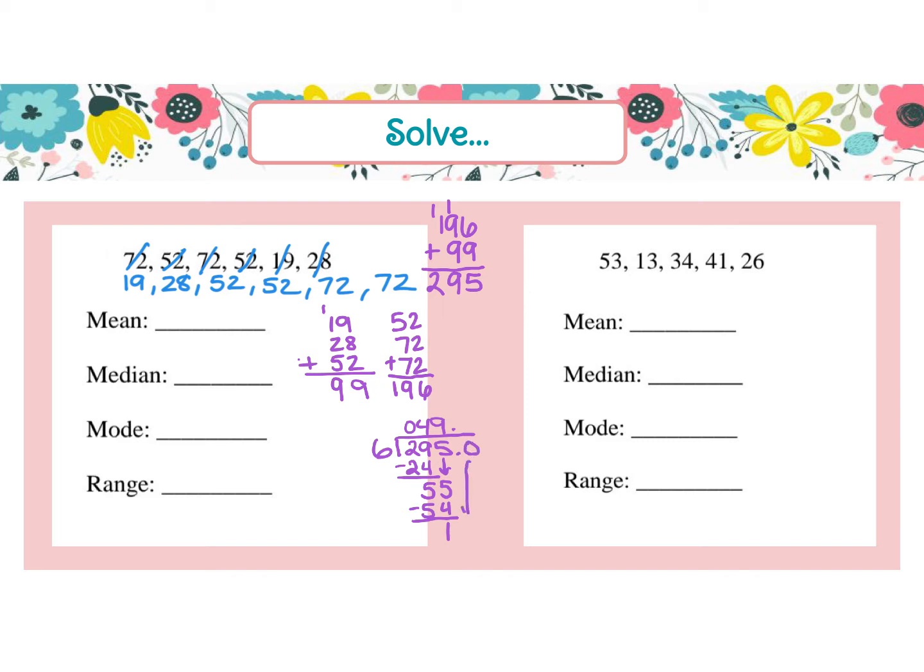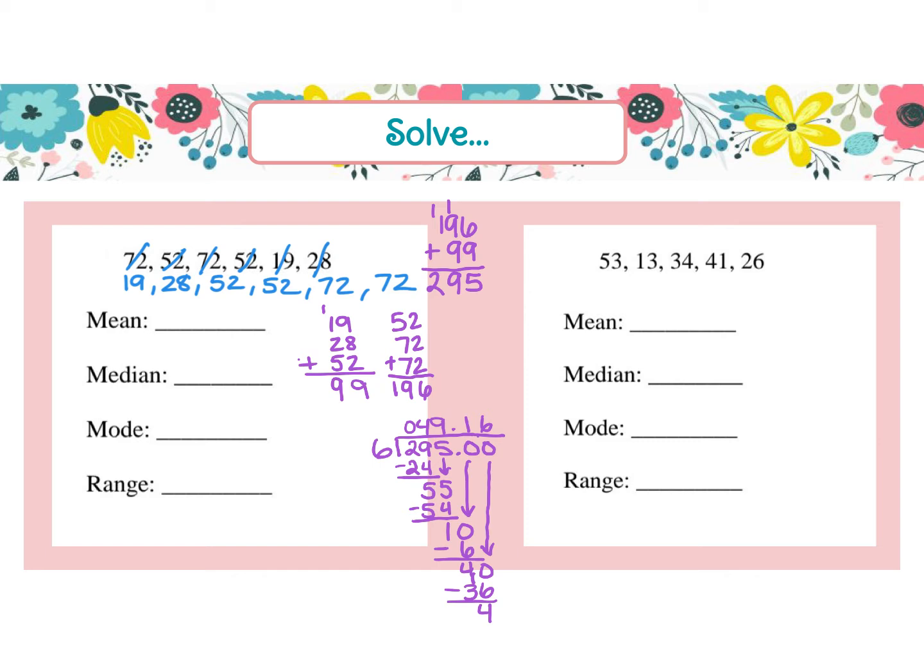We can bring down our 0, and 6 can go into 10 1 time. 6 times 1 is 6, and we get a remainder of 4. We can add another 0 and bring it down. 6 can go into 40 6 times. 6 times 6 is 36, and we get a remainder of 4. Since we will be rounding to the nearest tenth, we don't have to keep going with our division.